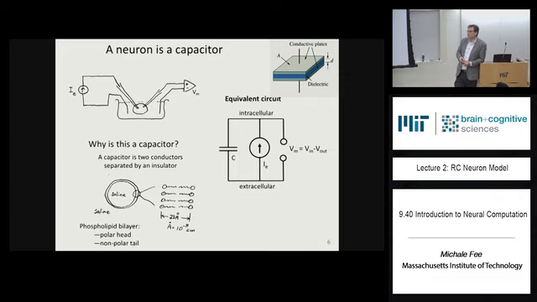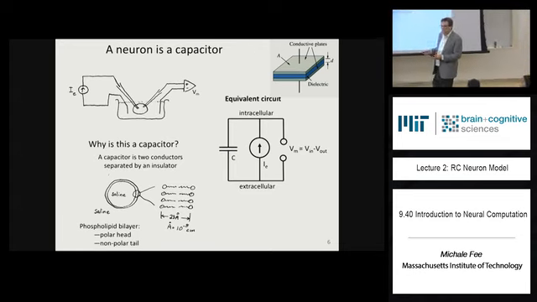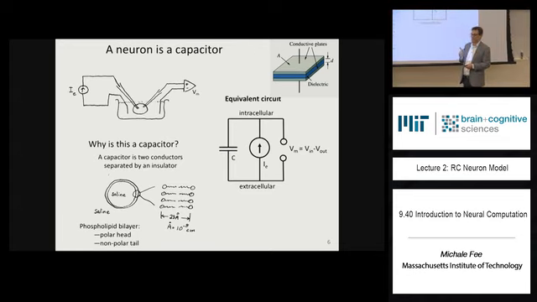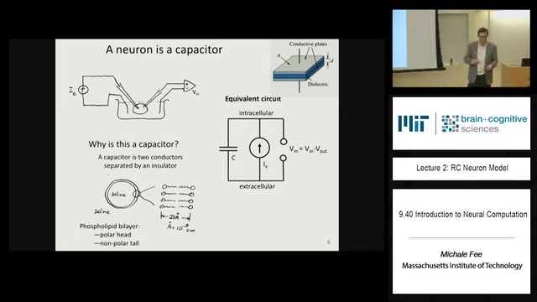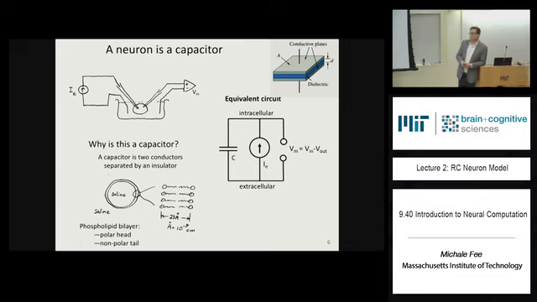Yes? Isn't there a resistance to that capacitor? What's that? A resistance to, like... Yes, but we're going to do it one piece at a time. So we're going to start with a capacitor. The resistor will come in a few slides.